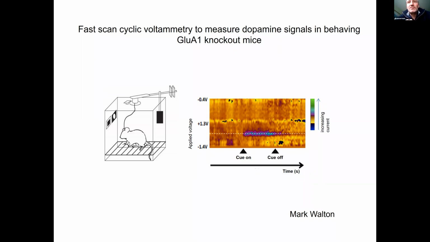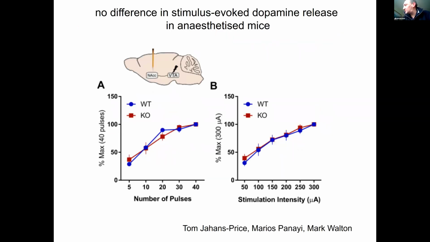Okay, so we've looked at dopamine levels in these GluA1 knockouts recently. And the first thing we did was just look at responses to electrical stimulation of the VTA in anesthetized animals. So we had an FCV recording electrode in nucleus accumbens, a stimulating electrode in the VTA, and we compared the size of the dopamine signals in wild types and knockouts. And what you can see is that across a range of stimulation intensities and stimulus pulse numbers, the two genotypes are very similar. There's no differences between the knockouts and the wild types, suggesting that the intrinsic properties of the dopamine neurons are actually pretty normal in the GluA1 knockouts.